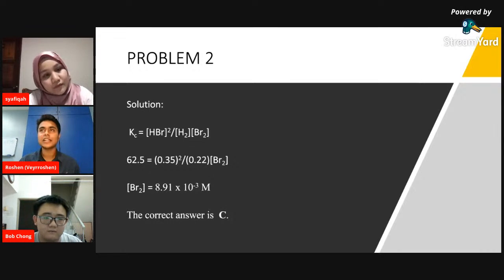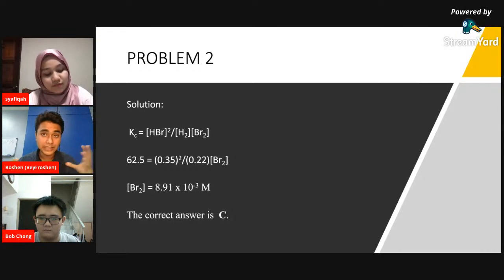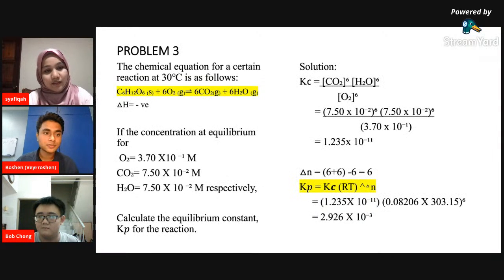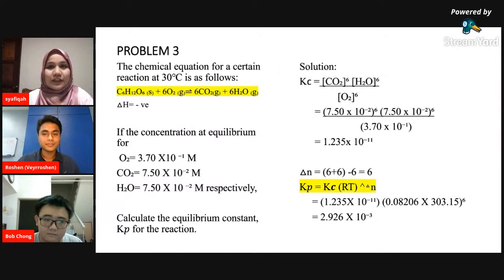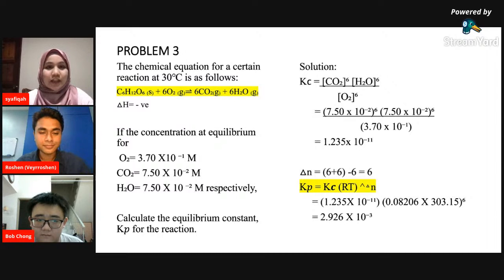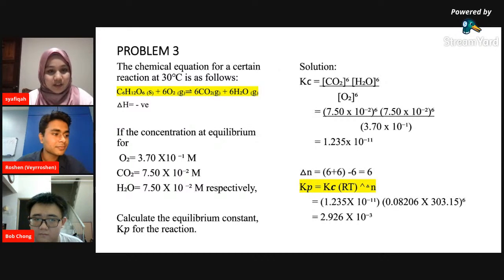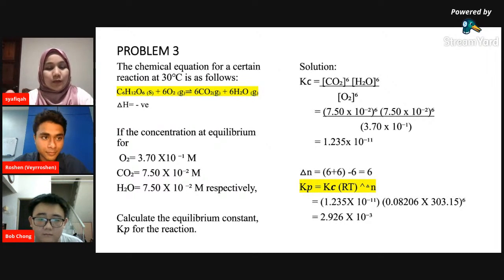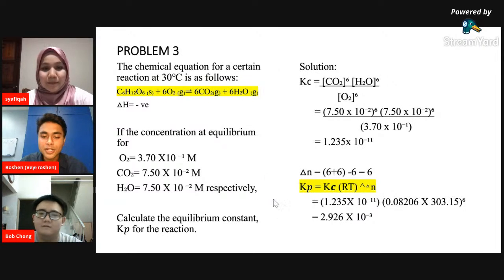Tapi Syaf, kalau ada soalan yang dia dah bagi KC, lepas tu kita kena substitute, tu macam mana pula? Okay, yang ni senang je. Yang ni kita kena gunakan formula yang dah derive daripada PV equal to nRT. So macam yang saya highlight ni, kan dia dah bagi concentration je. So kita nak cari KP, kita substitute je dalam formula KP equal to KC RT to the power of delta N. So at the end dapatlah macam ni. Oh, okay. So ni lah formulanya. KP equals to KC yang ni. Okay, nice. So yang ni just a brief explanation lah from Syaf.